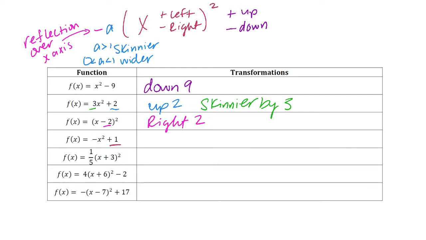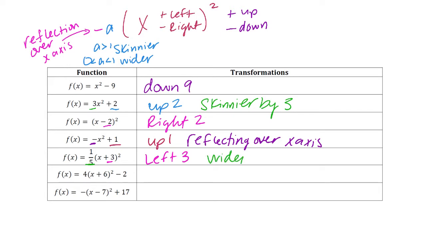On the next one, we have the +1 out back, which means up 1. But then we also have this minus in the very front, which means we are reflecting over the x-axis. Our next one, we have this +3 on the inside, so we go left 3. But this 1/5 on the outside means our graph is wider by 1/5. It's going to be a really, really wide graph.